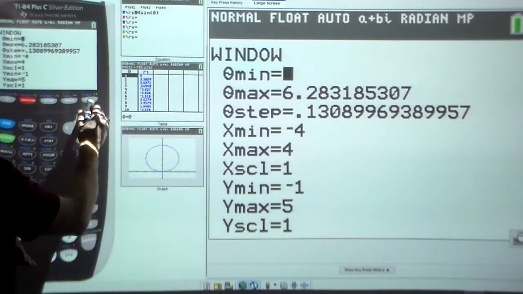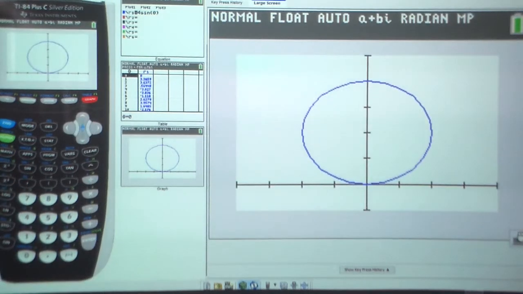So I'm happy with this. Let's hit graph, see what it looks like. And there we go. It is a circle, and it looks pretty close to what I had.